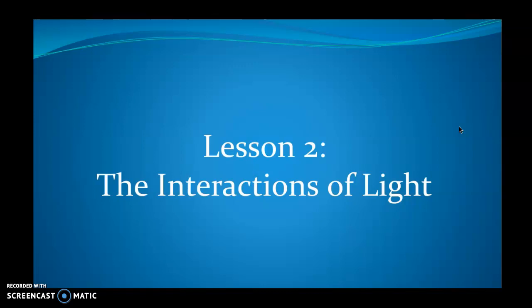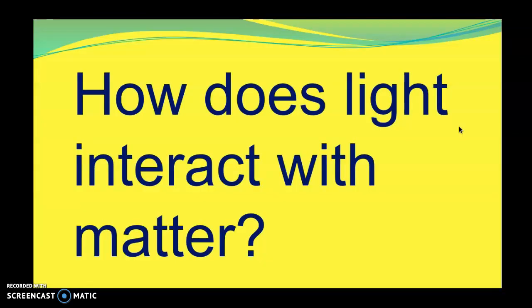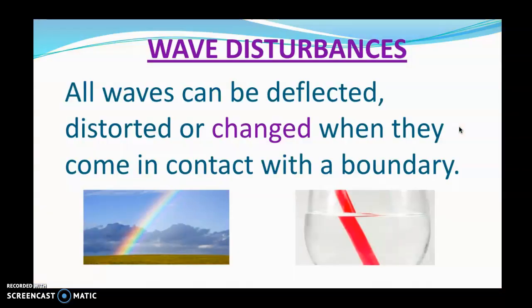Most of you have experience with all these things, but we're going to try to come up with some good explanations for why light acts the way it does. This is what we're going to call the interactions of light. So how does it interact with matter? How does it interact with other waves of light? This is the objective for this lesson.